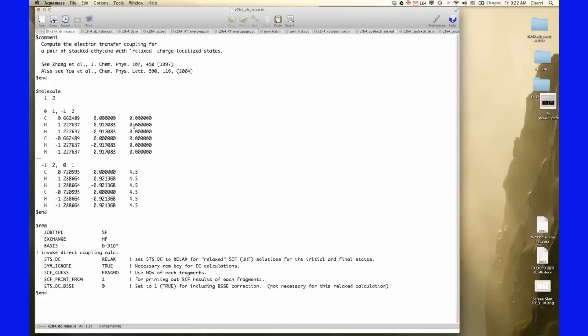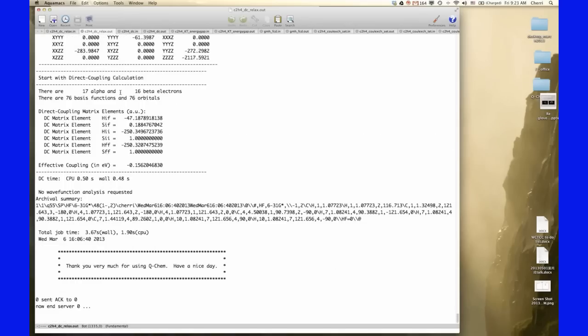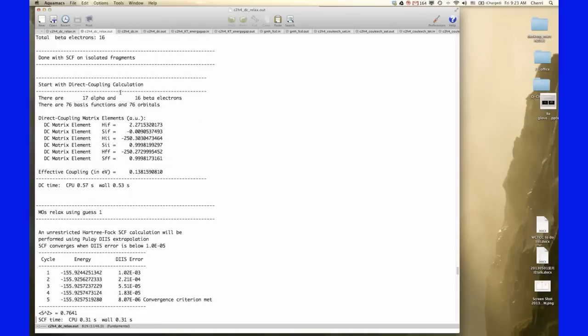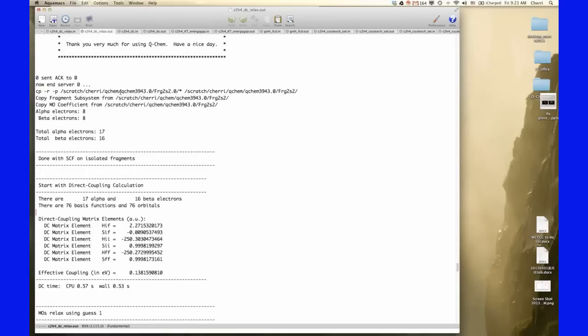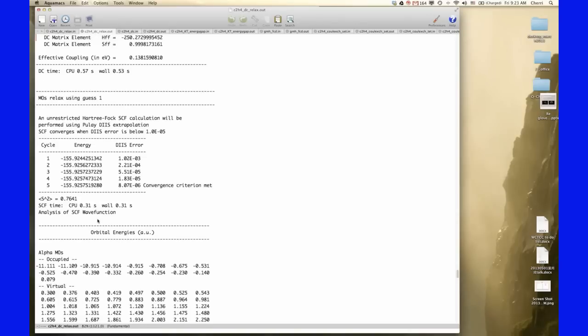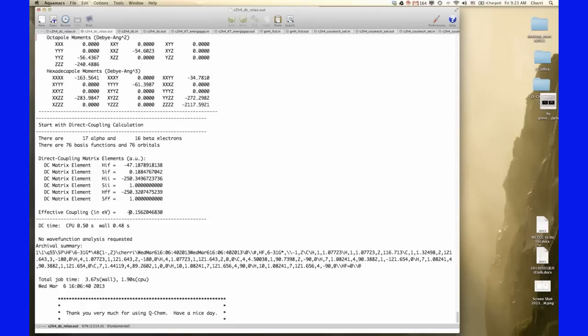Okay? If you want the relaxed output, the input is, oh, okay, here we use 1 plus 1 as our initial guess, which is usually available. But now we need the relaxed calculation. And the output is again the same. You have the two fragments in the two states, which I skipped. But now the calculation is relaxed, which means that you have the SCF calculation, which, let me go back, involves an SCF of the initial and final state. You see two of them, and then this is the effective coupling at the end. Okay?